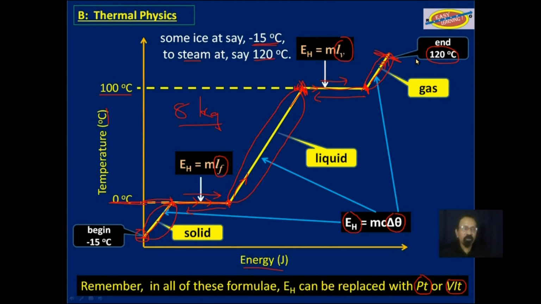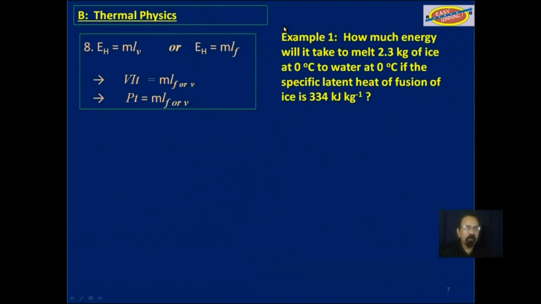So if you had such a question, you will have to do 5 little parts of the question and then add them up to get your final answer. Don't get worried, CXC on an exam will not give you such a question like this. Let us look at example 1.